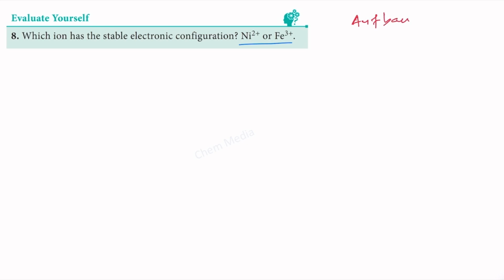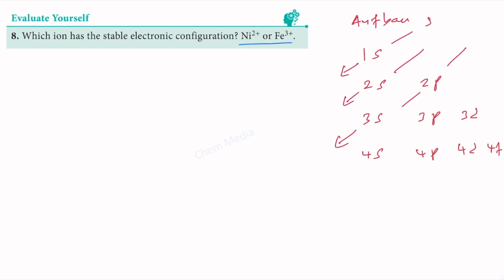The easiest way to do this is to write the orbitals like this: 1s, 2s, 2p, 3s, 3p, 3d and then 4s, 4p, 4d, 4f and then put slanting lines like this. Start from here, end here, start here, end here. So that it is easy to remember.